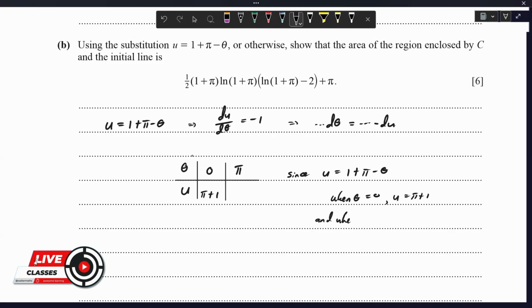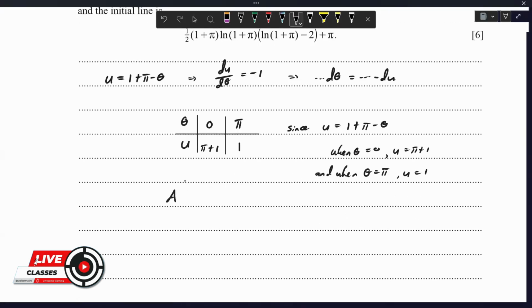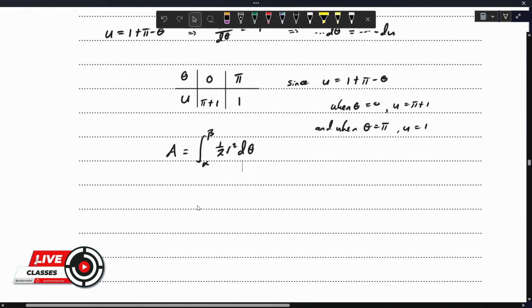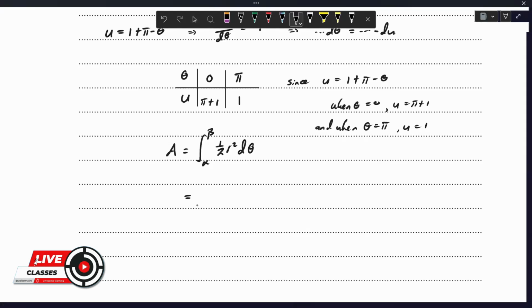And when θ is π, u will be 1. So we have 1. All right. So we know that area is found by the integral from α to β of 1/2 r² with respect to θ. I want you to take note of the fact that this was the lower limit and upper, but when we use the substitution and the sign change, this is now the upper limit and this one is the lower limit. So to account for that, I'll put a minus, and the 1/2, I'll factor it out in the integral from 1 to π + 1.